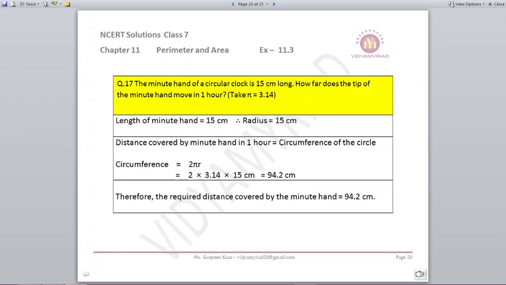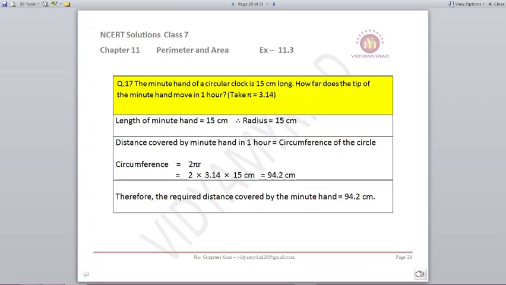Next, the minute hand of a circular clock is 15 centimeters long. How far does the tip of the minute hand move in 1 hour? Take pi as 3.14. Now the minute hand of a clock is 15 centimeters. It will act as a radius. Okay, so the radius is given to us as 15 centimeters.